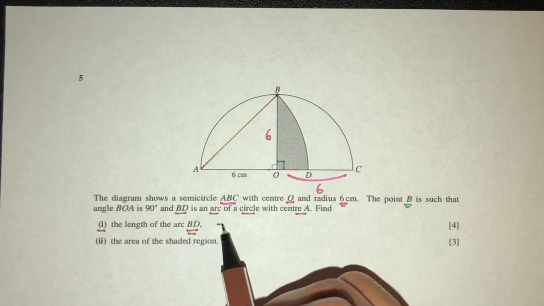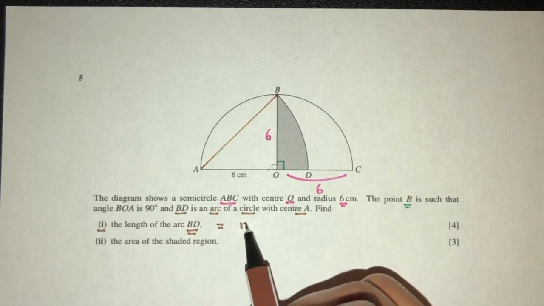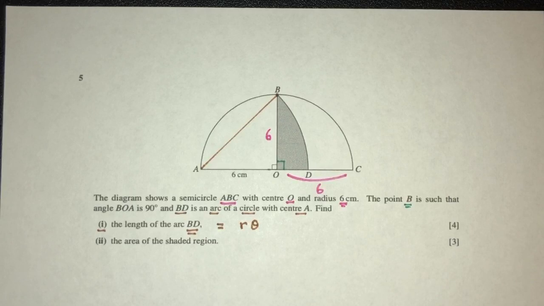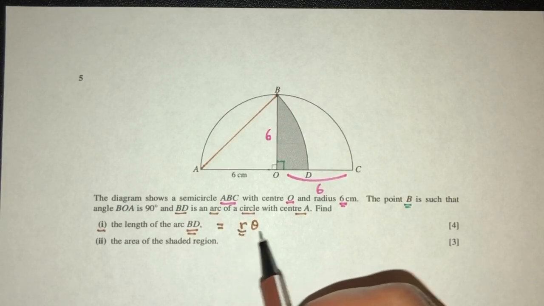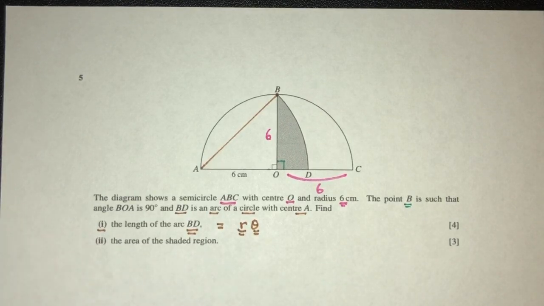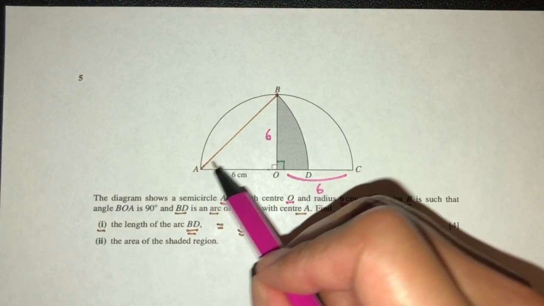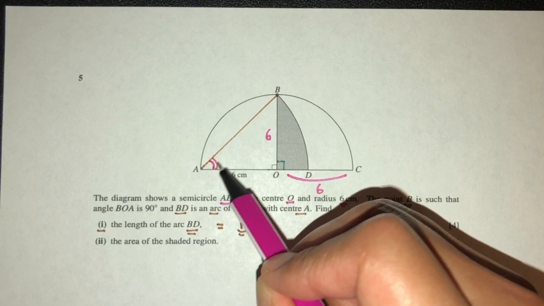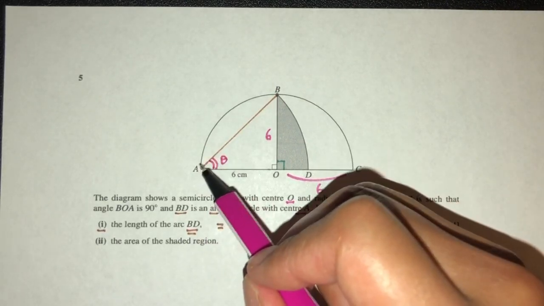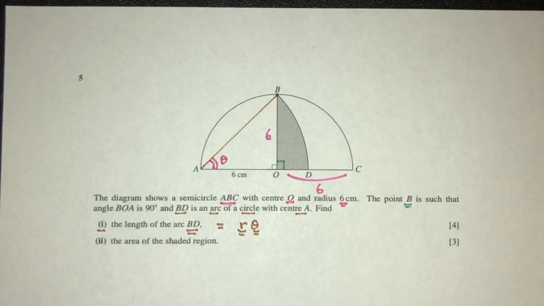Usually we find the length of arc by using our formula, which is r times theta, right? That makes sense. r theta. r is the radius, theta is the angle inside. By observation, here the angle theta we don't know, and the radius we don't know either. So we have to find those values first before we find the arc length BD.